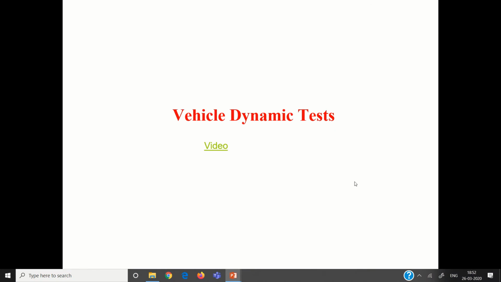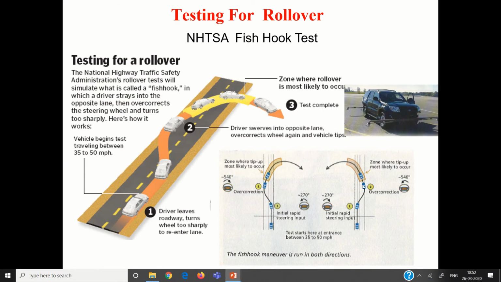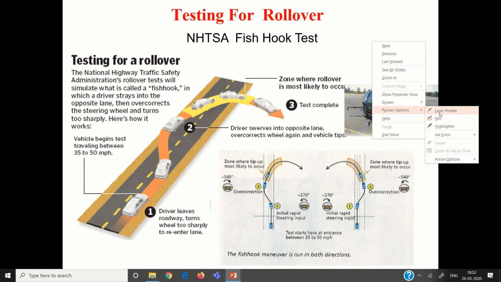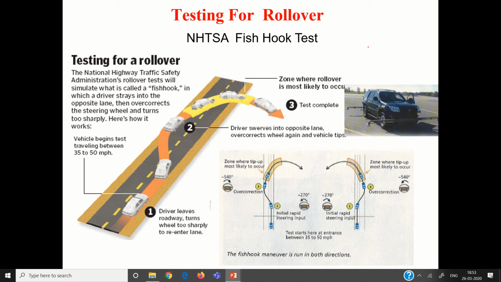Another thing is something like rollover. This I explained earlier: rollover limit, static stability factor, all these things I have explained earlier. If this is the vehicle, I think I explained this when I was explaining lateral load transfer.